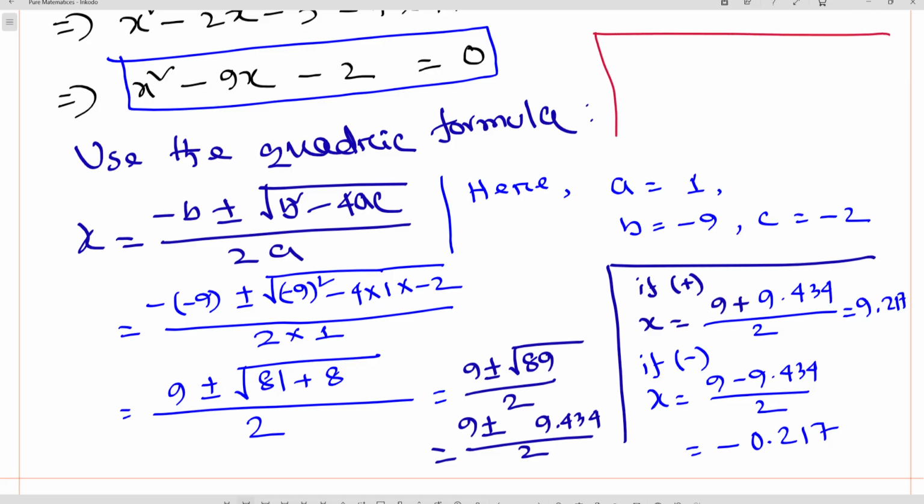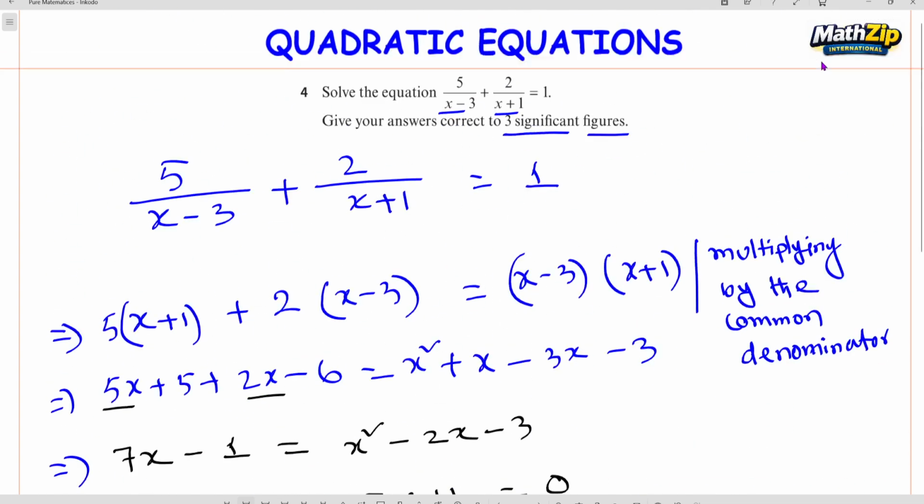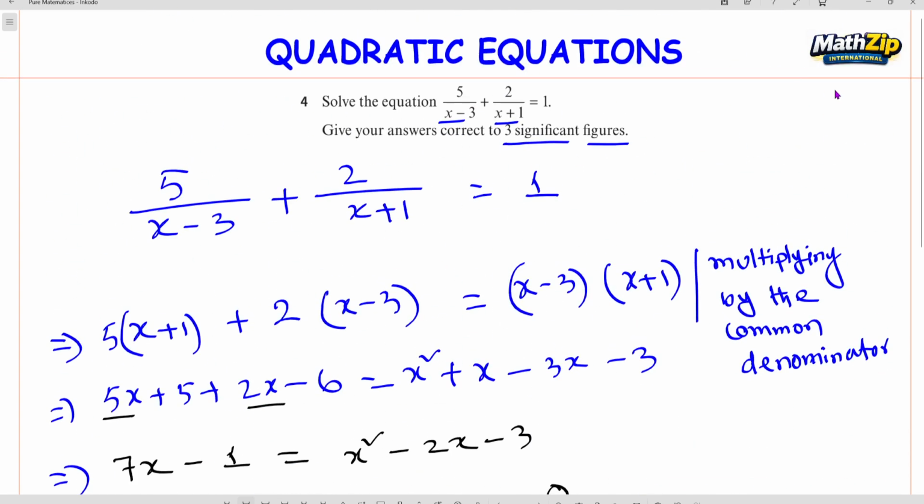So x equals minus 0.217, or we can say 9.217. Very simple. So step by step we are trying to solve this quadratic equation, which is very important for examination.